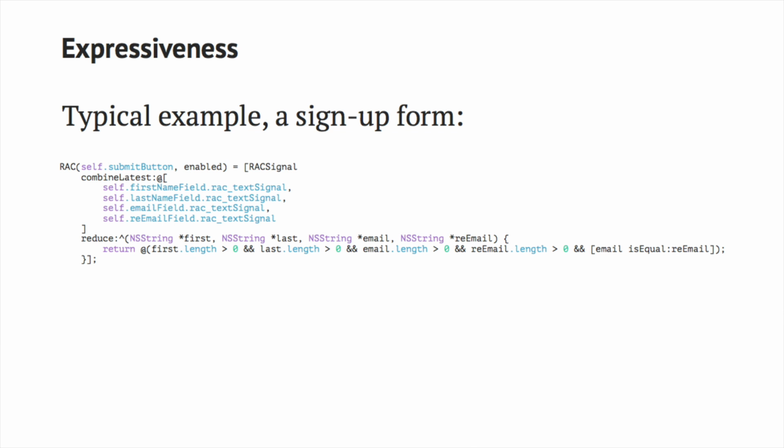So in this case, as each of those text fields change, this reduce method is going to get called, which is kind of like a map. You can consider it the same. And all it does is check to make sure all those values are entered, because we don't want a form that's partially filled out. And then it compares that the email addresses are equal.